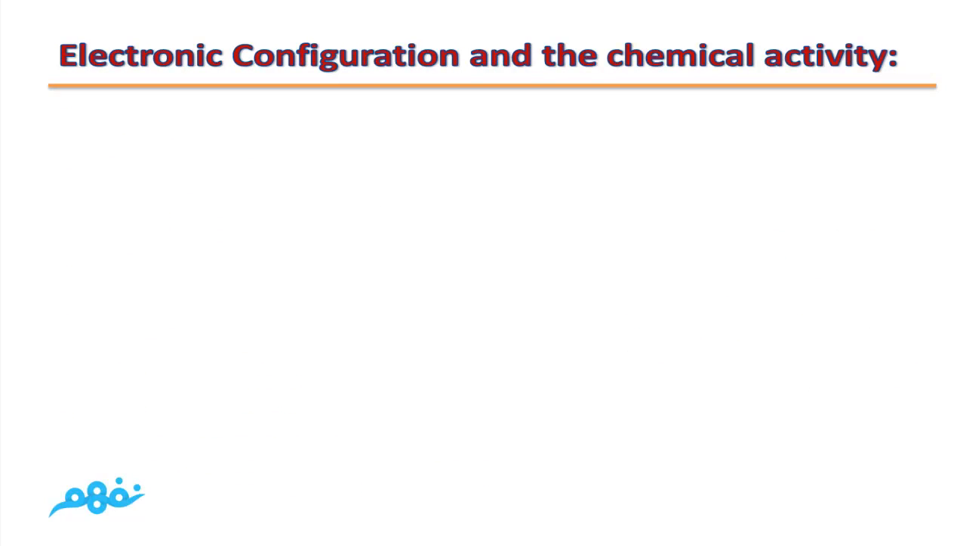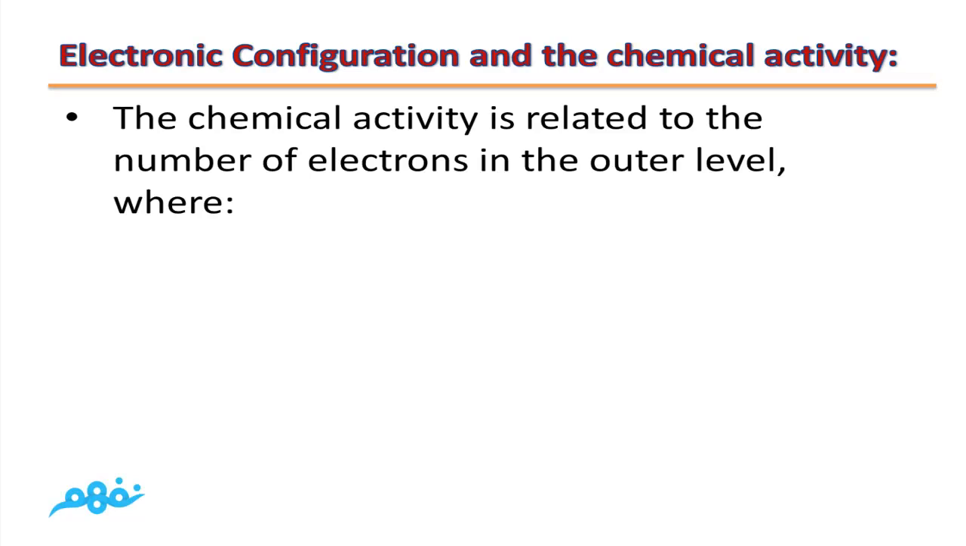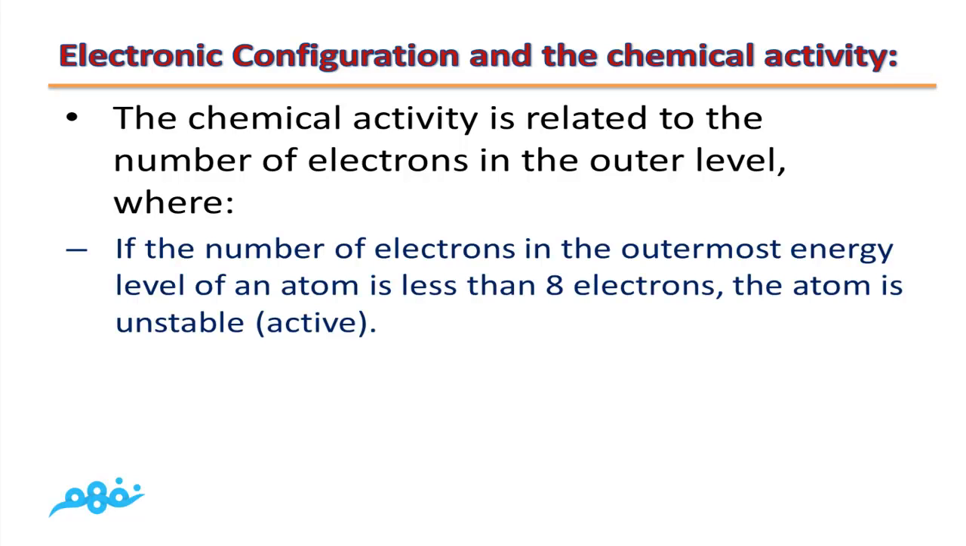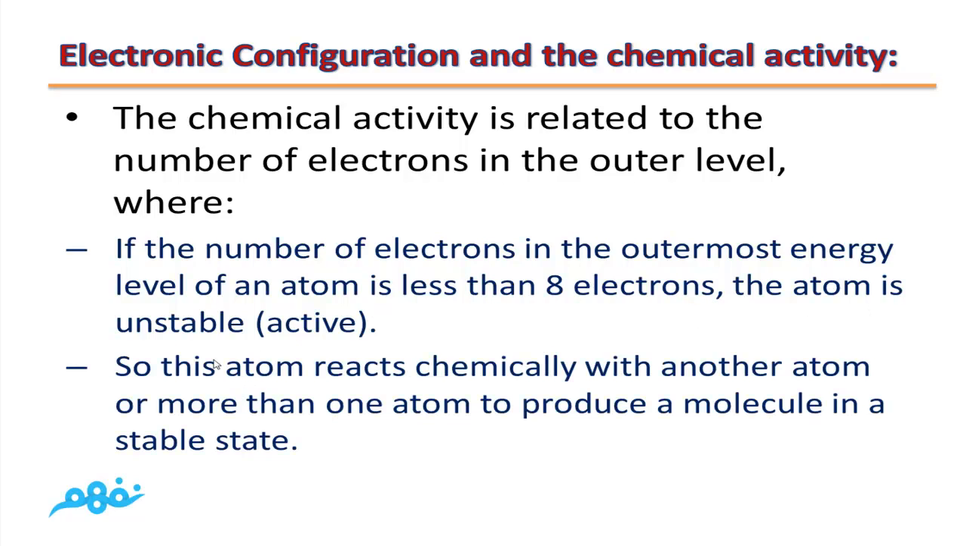What is the relation between electronic configuration and the chemical activity of elements? The chemical activity is related to the number of electrons in the outermost energy level, where if the number of electrons in the outermost energy level of an atom is less than 8 electrons, the atom is unstable or active. So this atom reacts chemically with another atom or more than one atom to produce a molecule in a stable state. Each atom enters a chemical reaction for one reason: to complete its outermost energy level.